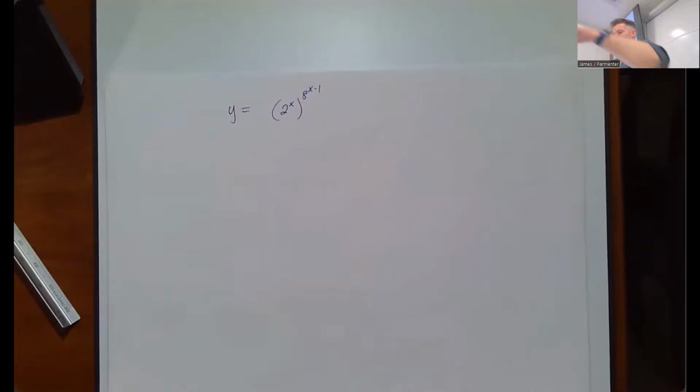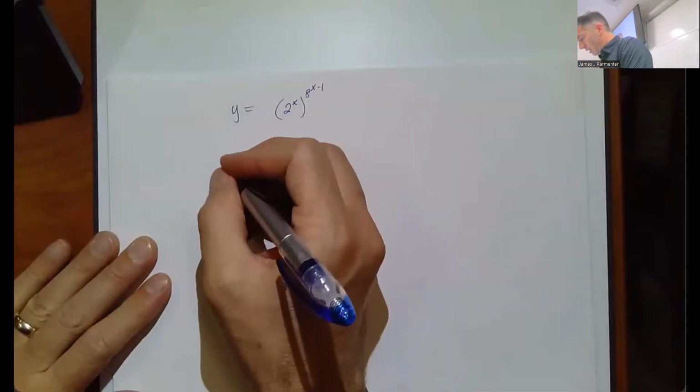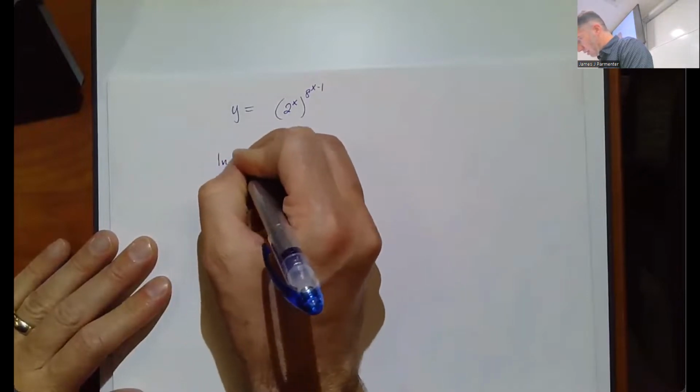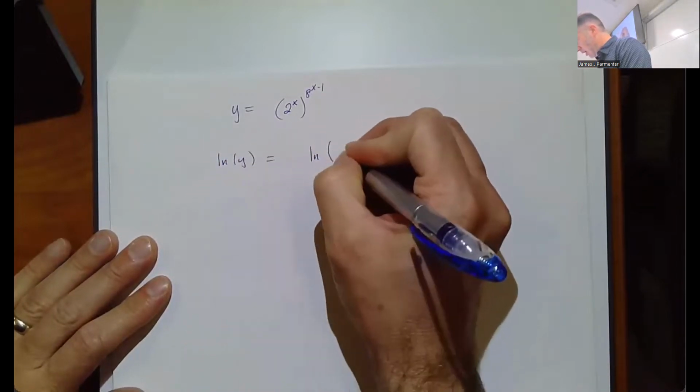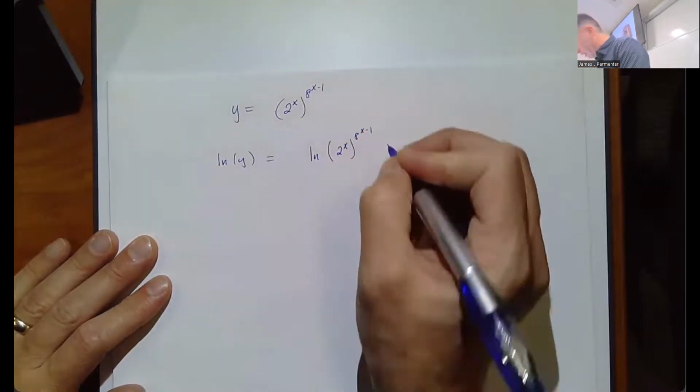I am not a fan. But the process is still the same. It's just extra terrible. Well, I should say the process is the same, but it's going to be in our interest to maybe do more simplifying than you usually would. So check this out. We're going to take the natural log of both sides. So we got the natural log of 2 to the x to the 8 to the x minus 1.